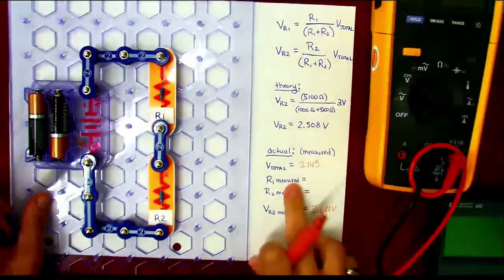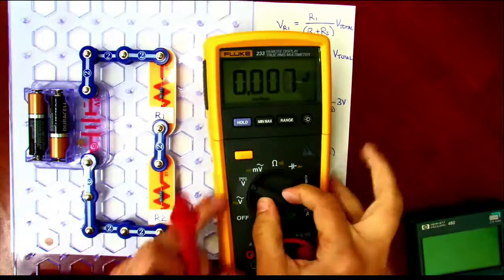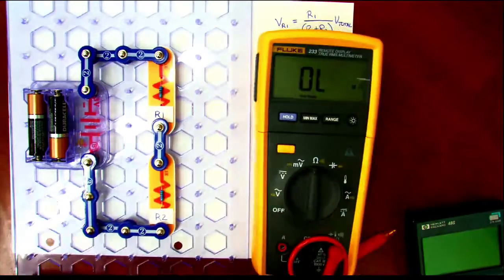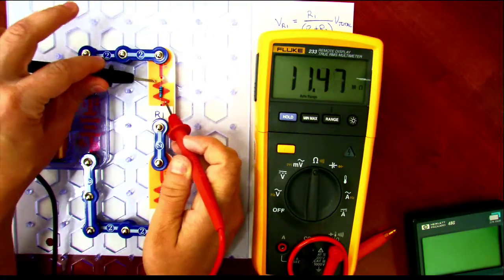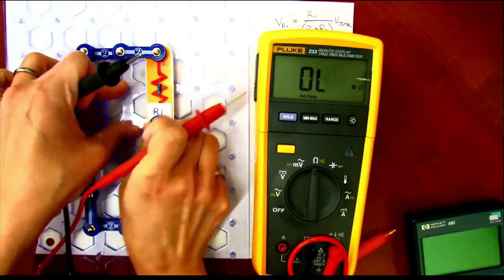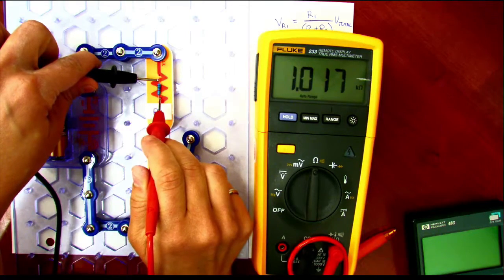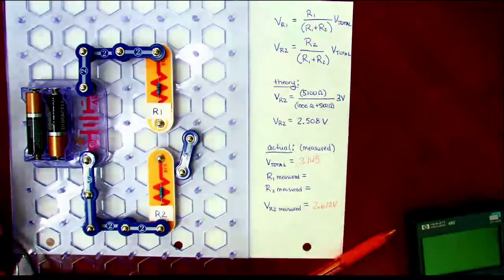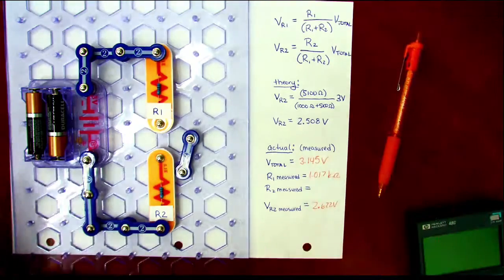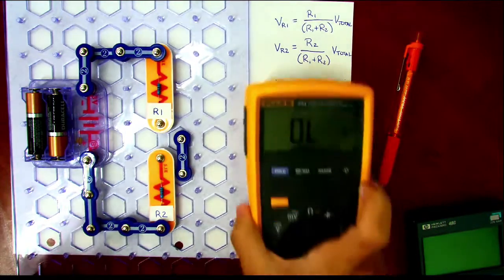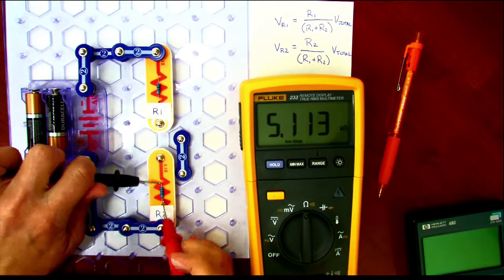And our resistance values might not actually be just these theoretical whole number values. So we'll turn this to ohms and see what we get here. On the 1 kilo ohm, we really have 1.017 kilo ohms. And R2, let's see, 5.113 kilo ohms.